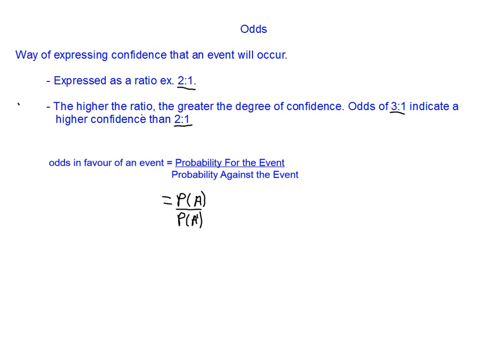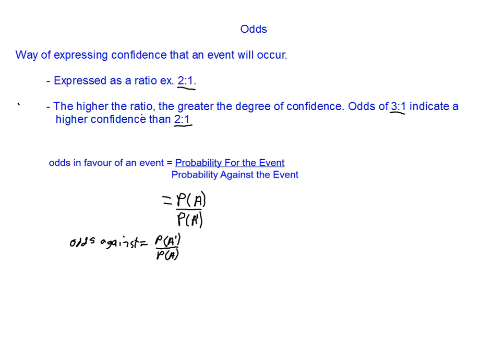If we wanted to calculate the odds against, you could probably figure out what the pattern is here, but if we want to calculate the odds against an event happening, we find the probability against, so the probability of A complement, so the probability that A does not happen, and then we divide that by the probability that A happens. So that's how we can calculate odds.